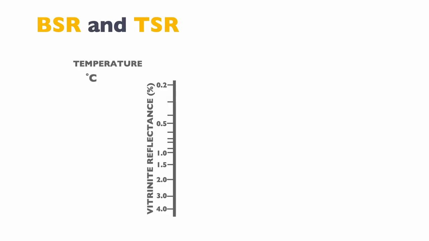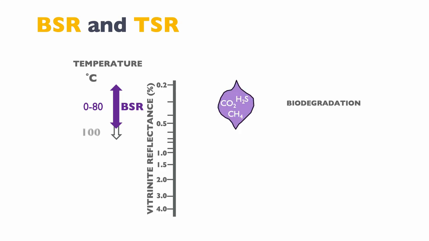So let's look at the plot here. We have temperature and vitrinite reflectance on the vertical axis. Remember that vitrinite reflectance is a proxy for burial temperature, and as it increases with depth, we have an increase in temperature. So bacterial sulfate reduction is limited to relatively low temperature where the bacteria grow. So that's roughly 0 to 80 degrees, maybe 100 degrees, but not much more.